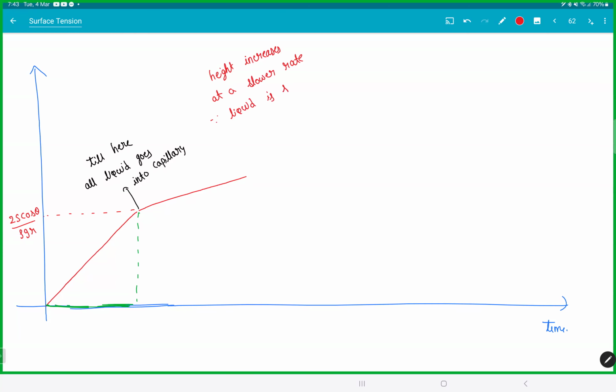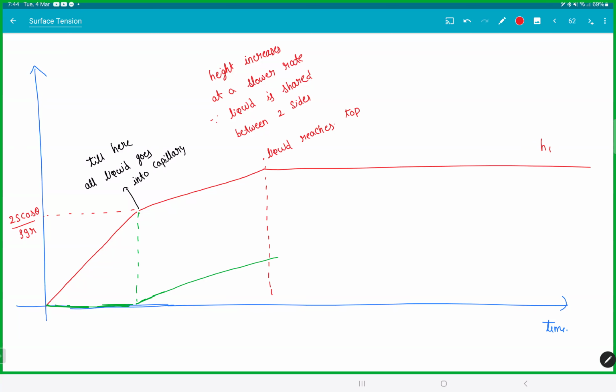So liquid is shared between the two sides. So even this one will start increasing at the same rate. Now see, heights are different, but they're increasing at the same rate. This will happen till when? This will happen till it reaches the top. So this one is done actually, it can't do anything more, and then this becomes constant. This is your H1. Clear?